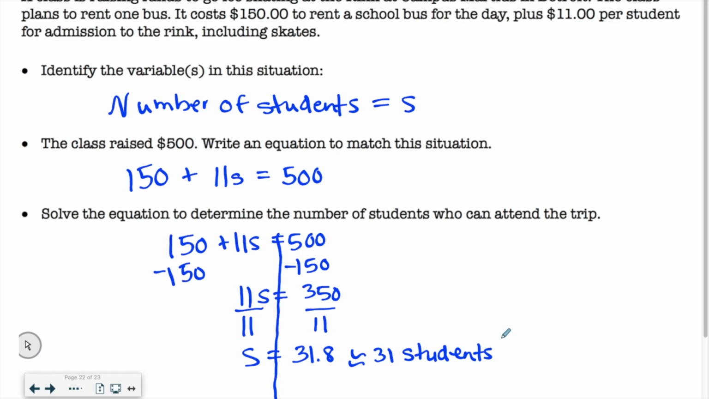You can't round up to 32, because if you go to 32, it's going to go over the $500 amount that they say they raised. So 31 students can attend going to the ice skating rink.